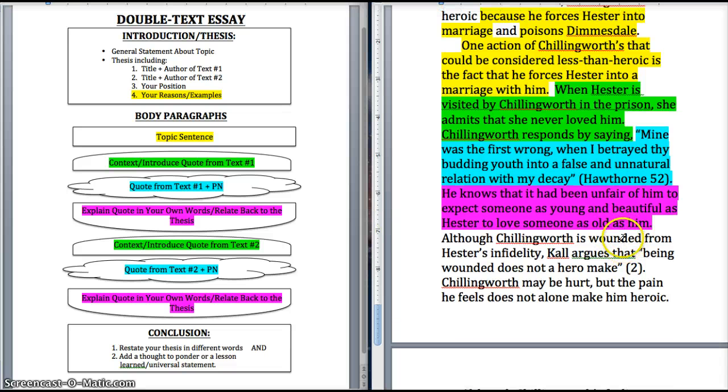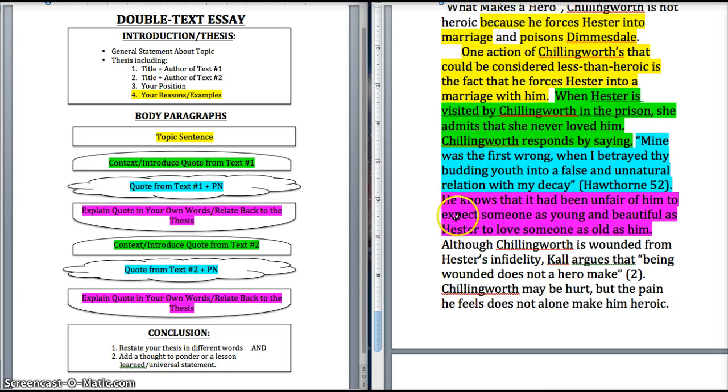Now, because we have two texts, we need two quote sandwiches. So let's find the context for text number two. Although Chillingworth is wounded from Hester's infidelity, Cole argues that, and Cole is the author of text two, that article. Now let's put in the quote. Being wounded does not a hero make. Notice the parenthetical notation. It only has a page number in this case and not the author's name, because the author's name is mentioned earlier in the sentence.